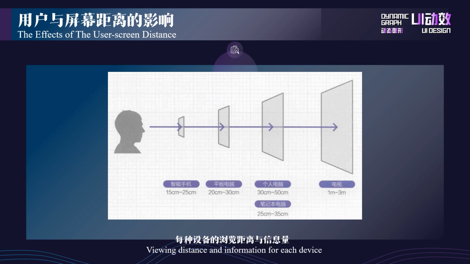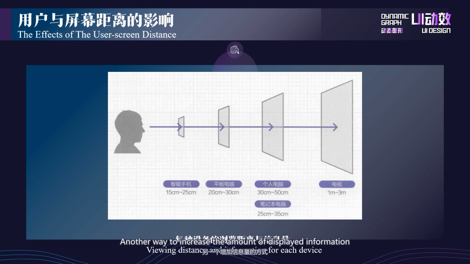In other words, the distance from the screen and the amount of information are inversely proportional. The further away the distance, the larger the text must be in order to be legible. Conversely, the closer the distance from the screen, the more information can be accommodated.